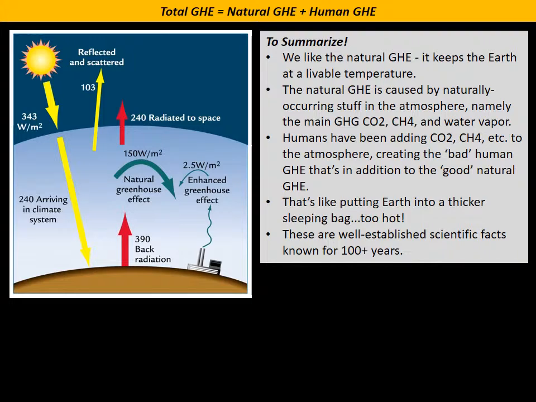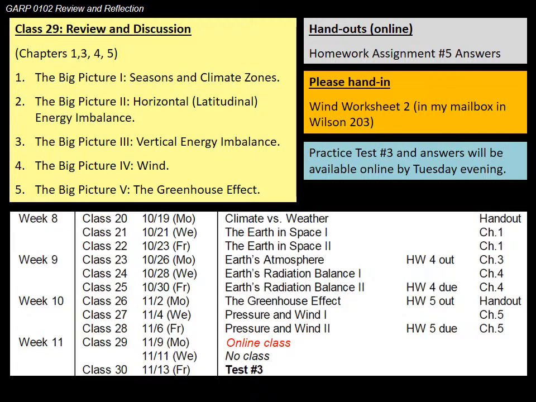The human greenhouse effect is in addition to that, mainly because humans have burned fossil fuels, which adds carbon dioxide, methane, and other greenhouse gases to the atmosphere. So we're enhancing the greenhouse effect, and that's like putting the Earth into a thick sleeping bag, and it just gets too hot. All of that really has been known for over 100 years. Basic laws of physics. So this ends our little review and discussion lecture.